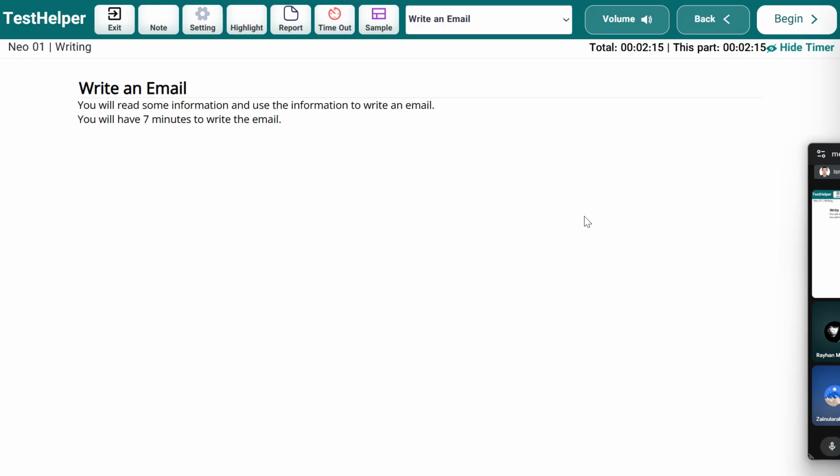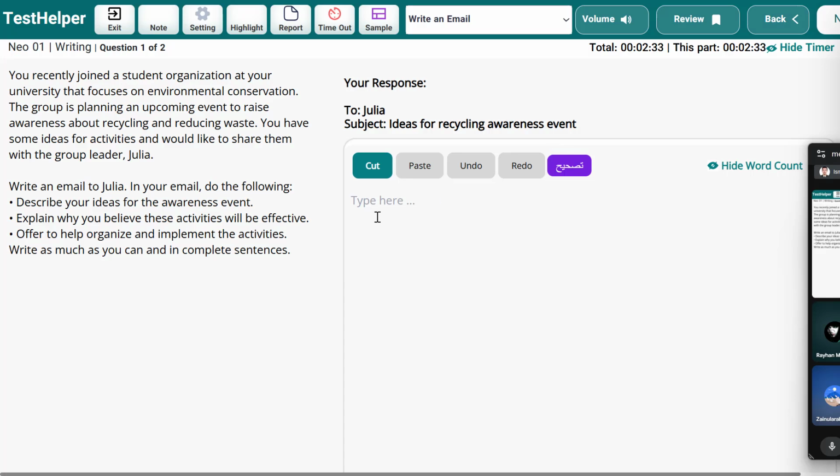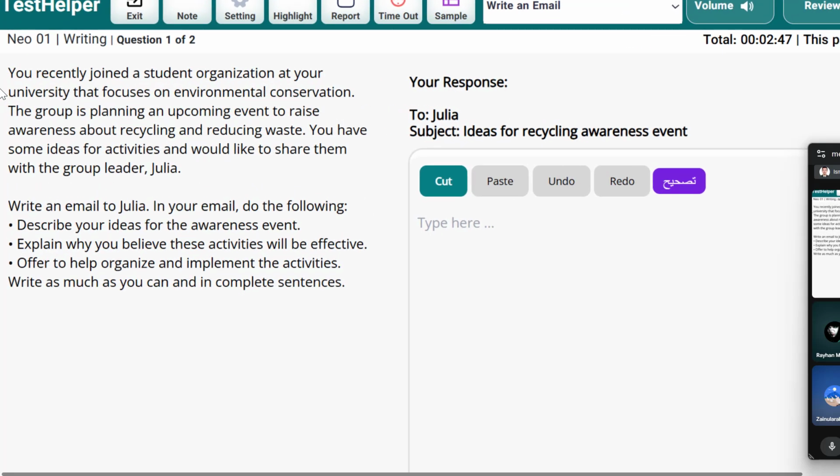Then the second task is write an email task, and here, as you can see, it says you will read some information and use the information to write an email. You will have 7 minutes to write an email. This is the task. We have the situation first of all. Situation is given. Then the bullet points we need to answer in our email. So we'll take a look at this one.